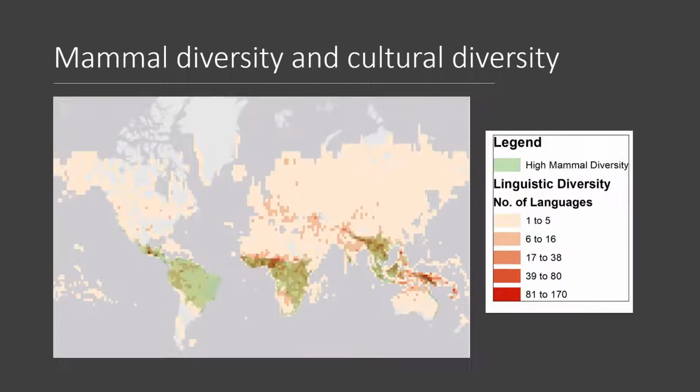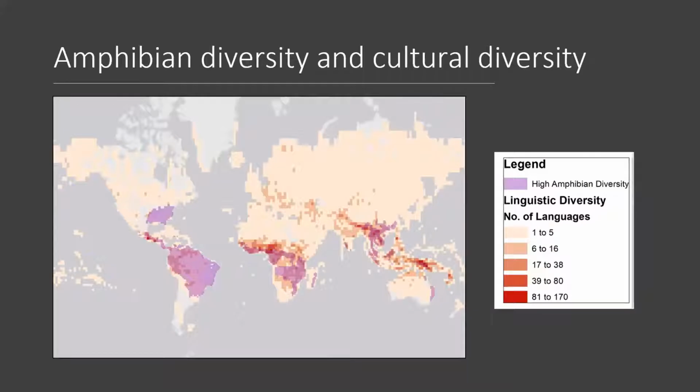And if you look at those patterns for mammal diversity, you see something similar. Again, the areas with the highest diversity of mammals in the world overlap pretty nicely with regions of high linguistic diversity. And again, the same pattern if you look at amphibian diversity: higher amphibian diversity, higher linguistic diversity. So all this is to say that there's lots of opportunities if you can work with diverse cultures and ideas and values. There's a lot of value to that if you want to conserve the diversity of life on our planet.